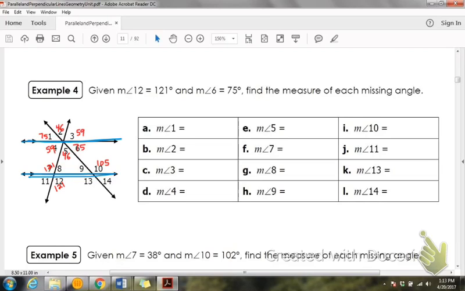Okay, if I know how much angle 10 is, Ashley, how much is angle 13? Is that a confident answer or is that a question? Make it a confident answer. Because they're vertical angles, right? They're across from each other. They make that X. Okay, so angle 13 is going to be 105.